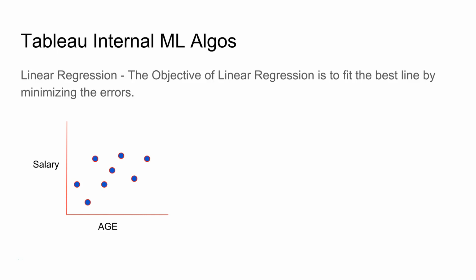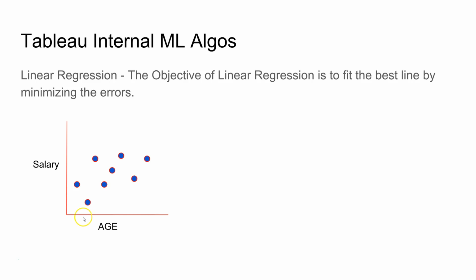Hi there. In this video, I will talk about the Tableau internal machine learning algorithm, linear regression. As you can see, the objective of linear regression is to fit the best line by minimizing the errors. So here we have one example where we have age on the x-axis and salary on the y-axis.